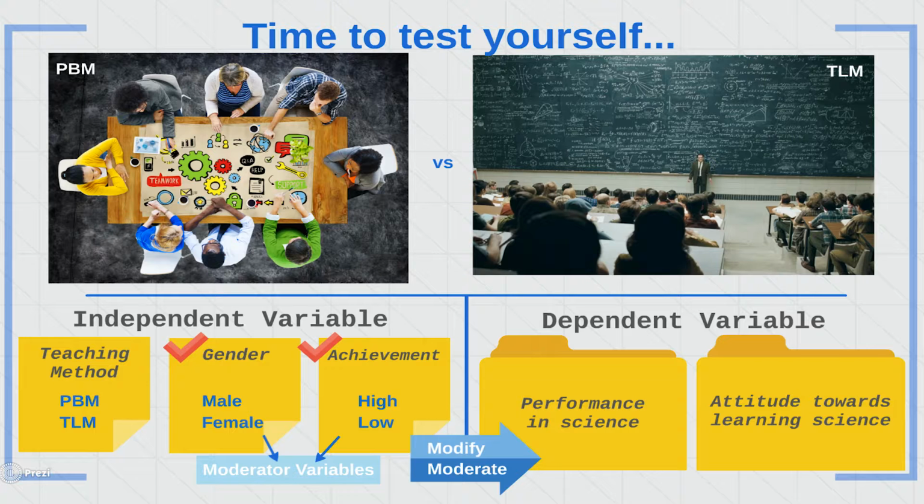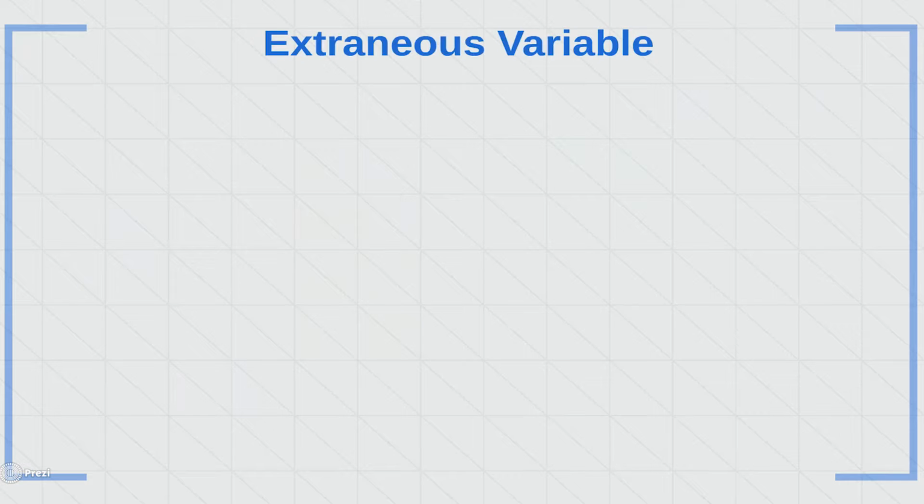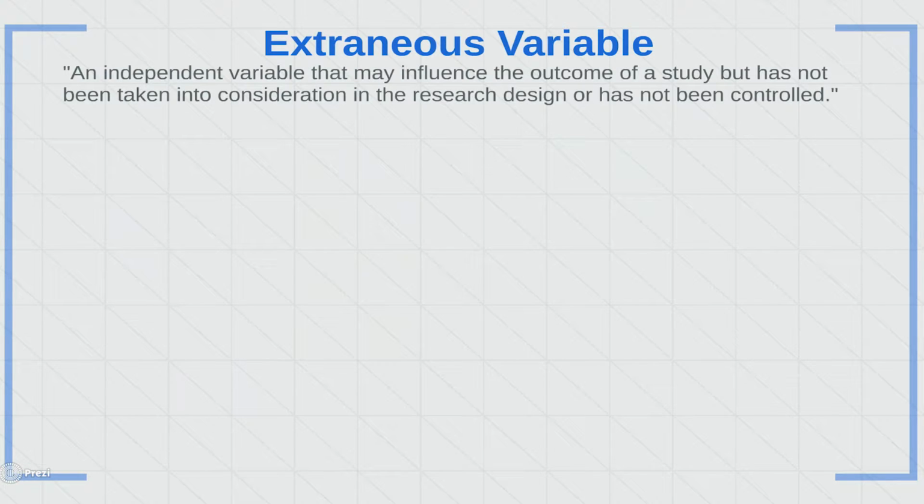It is also important to take note of another type of independent variable called extraneous variable. An extraneous variable is an independent variable that may influence the outcome of a study but has not been taken into consideration in the research design or has not been controlled.